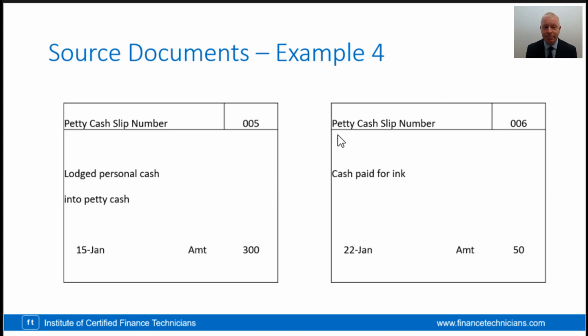Then we can have a look at monies being spent. So it looks like some money was paid for ink, perhaps for the printer, on the 22nd of Jan, and they paid $50, euros or pounds in cash. And again, these numbers just help keep a sequence of transactions. So if we have 15 documents issued in a given month, we should have them in sequence from number 0 to number 15. If we don't, then we know we're one missing effectively. So that's an example of source documents, petty cash vouchers.